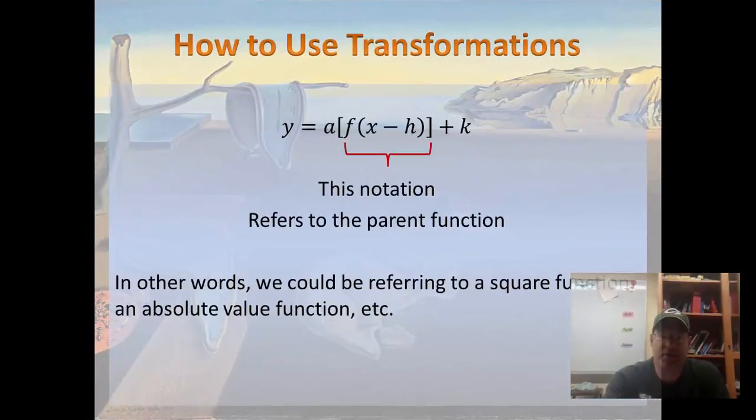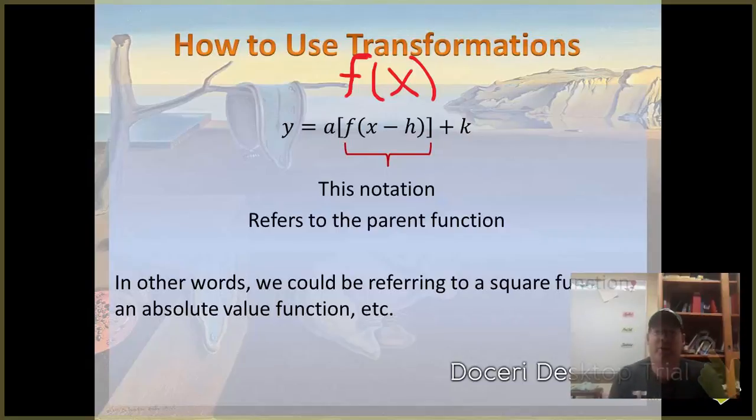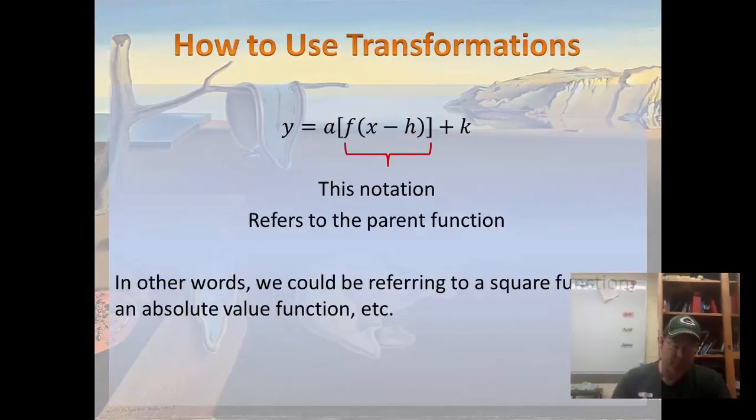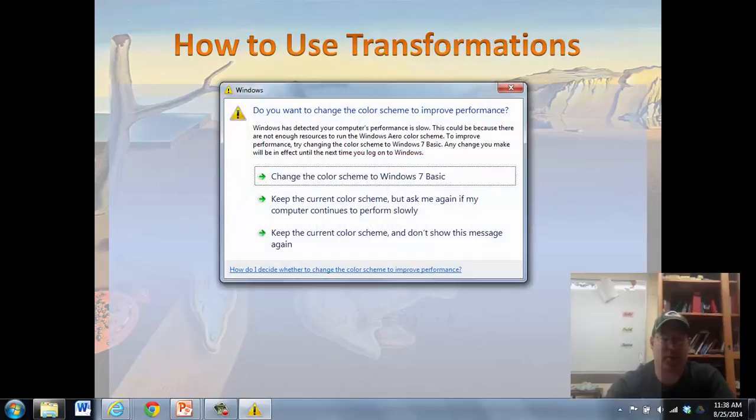Now what I want you to recognize is that in f of x minus h, if you ignore the x minus h and just think about it as being f of x, that is going to tell you what your parent function is. It could be a square function, could be a cube function, could be any of those five that we discussed a second ago. So what do I mean by that? Well, here are two examples of functions that are transformed, but you should be able to recognize instantly what the parent function is.